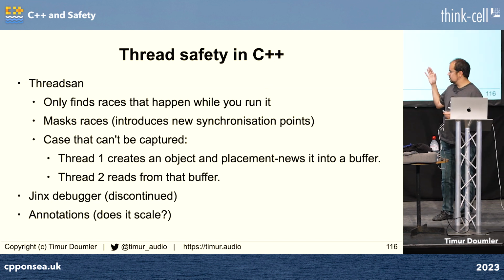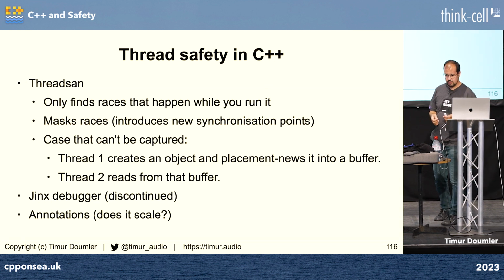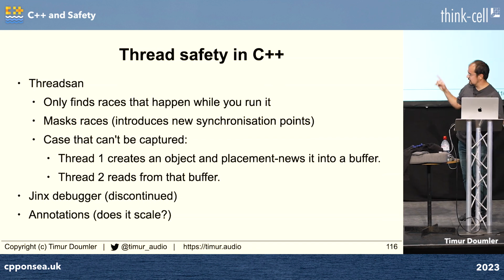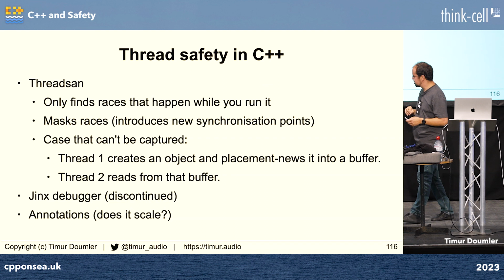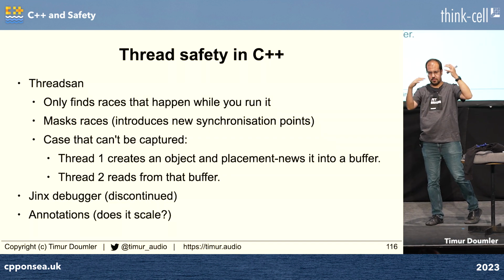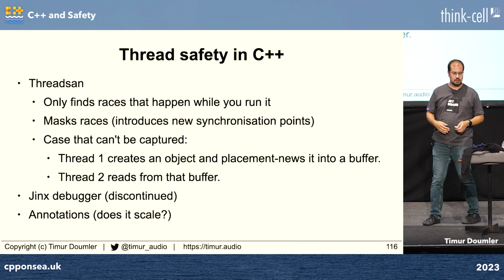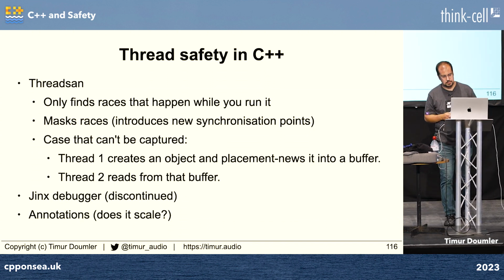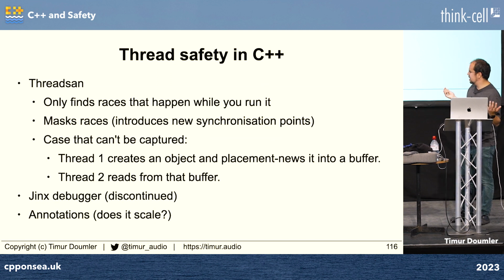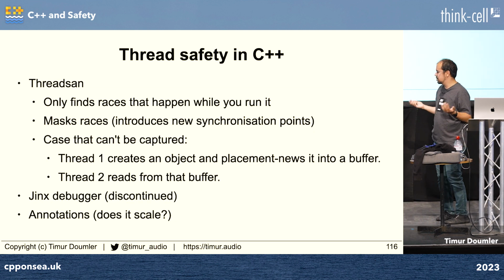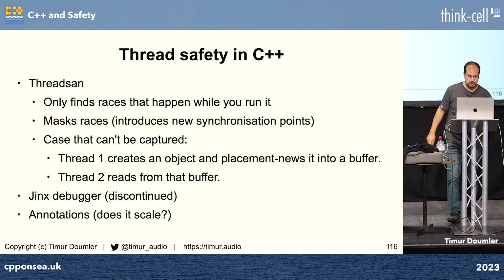So there was this tool which JF, I think, told me about, or was it Andreas? I don't remember. One of the two of you told me about this. There was this really clever tool called the Jinx debugger, which can deterministically interleave your threads and go through all the combinations and find race conditions that way. But it's been discontinued, and I don't know why it hasn't become a massive success. Maybe for some reason this is not a scalable approach.